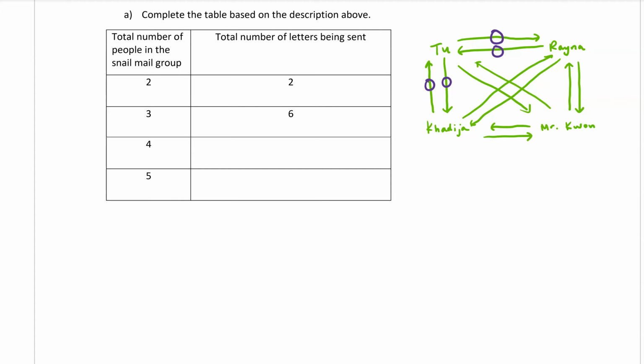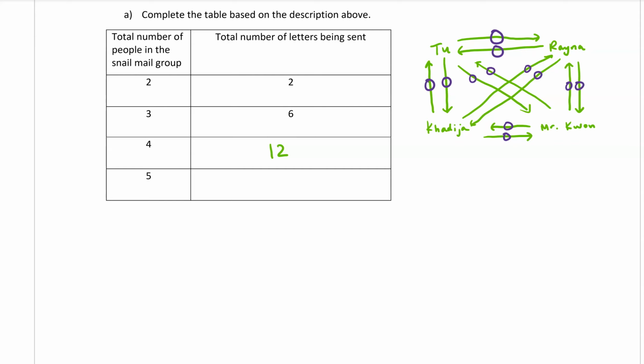Okay, let's see if we can't count those. So the ones with the purple circles, there's already 4 of them. And then 5, 6, 7, 8, 9, 10, 11, 12. So if there were 4 people in the snail mail group, there would be a total of 12 letters being sent.